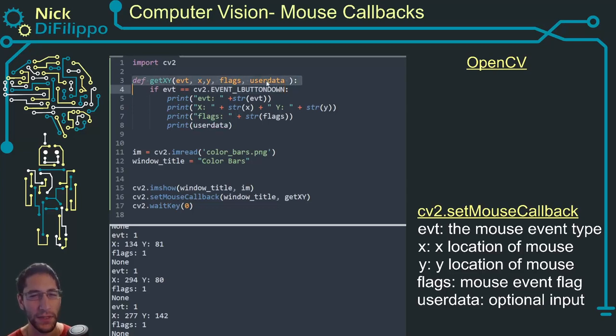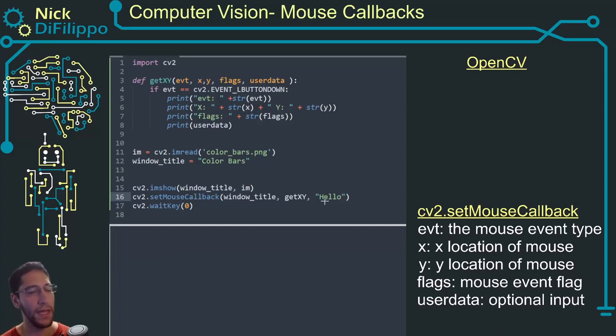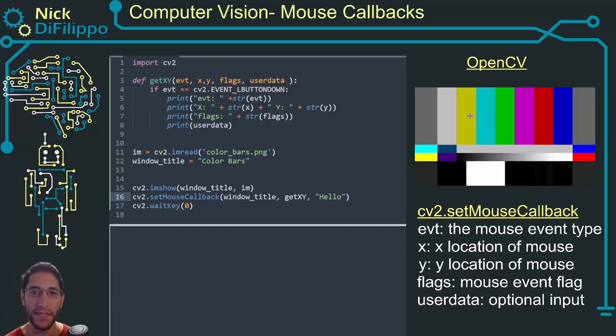Finally, I want to talk about what this user data is. This user data, I can just give it some sort of variable if I wanted to. Hello. And now, where it used to say none, now it says hello. So I can pass my function some variables. I can pass it a list if I wanted to, a dictionary, whatever I wanted to, if I wanted this callback function to be able to use some other variables.